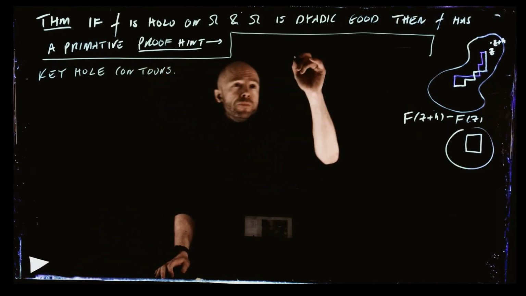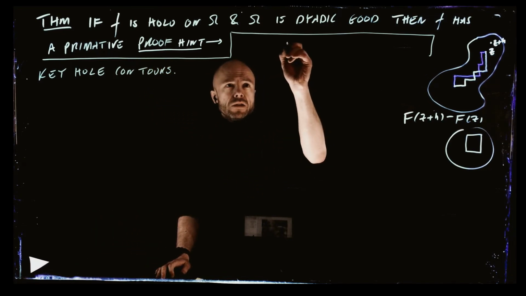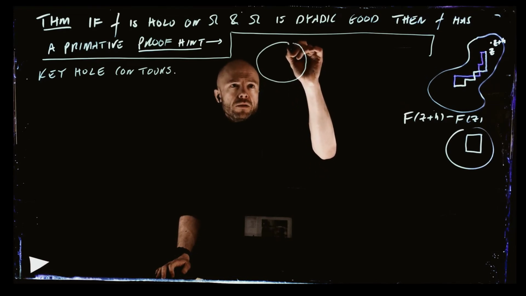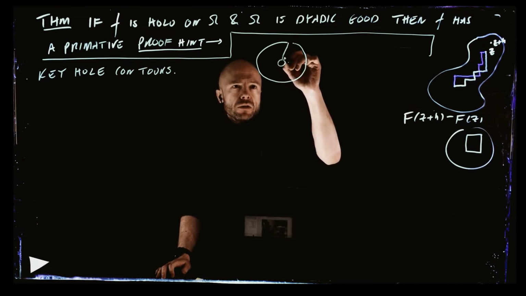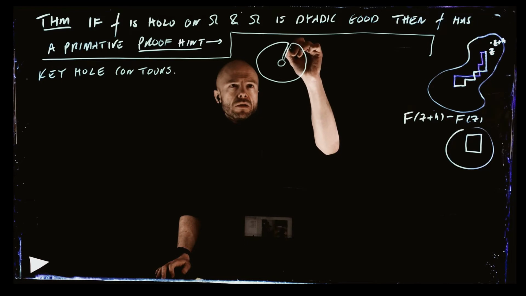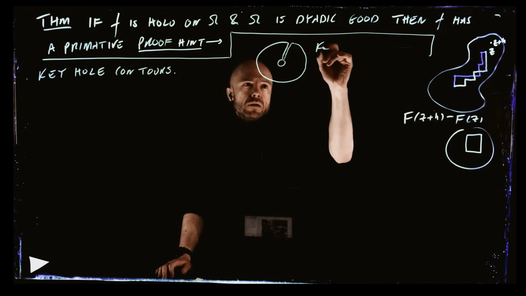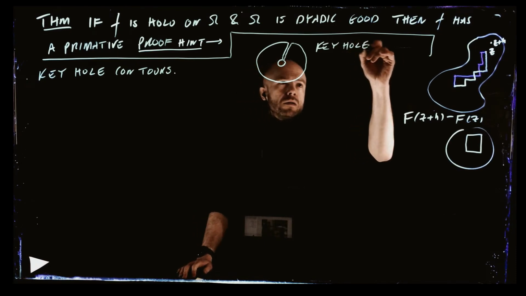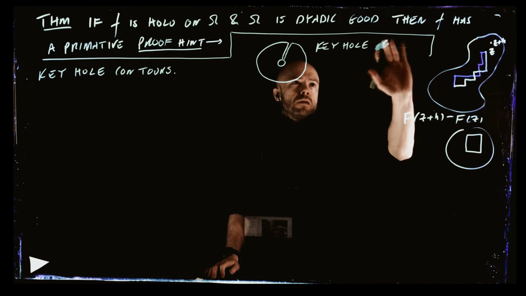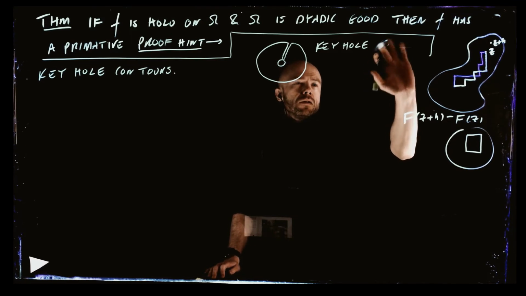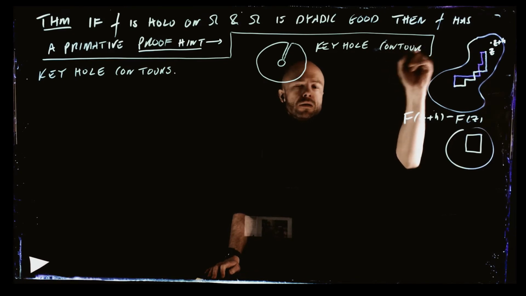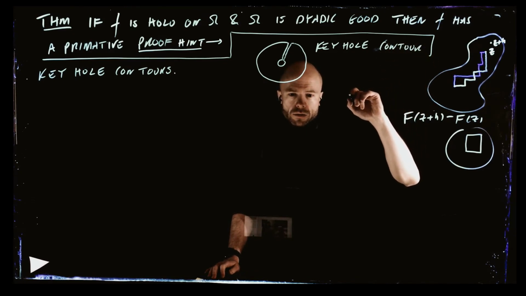So keyhole contour is when you have something like this. If you have a ball like this, and if we decide to go inwards and then do a little ball like this and then go outwards, this is a keyhole contour. Okay, this is a keyhole contour.